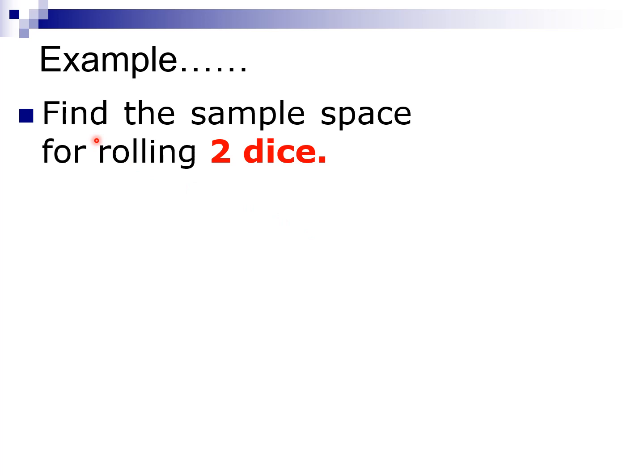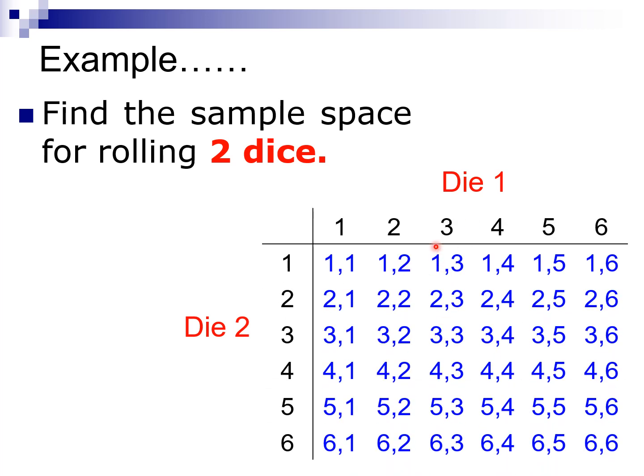Now let us have another one. We are going to find the sample space for rolling two dice. We all know that in rolling one die, we have 6 possible outcomes. So how about if we are going to roll two dice? The possible outcomes are here. We have 1,1 up to 6,6. Counting this one, 1, 2, 3, 4, 5, 6, and then 1, 2, 3, 4, 5, 6. So 6 times 6. The sample space for rolling two dice is 36 outcomes.